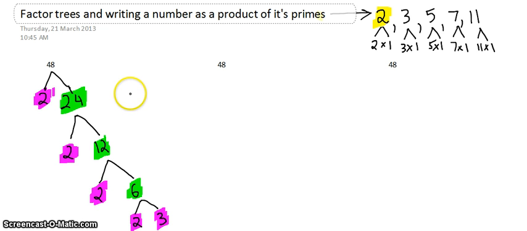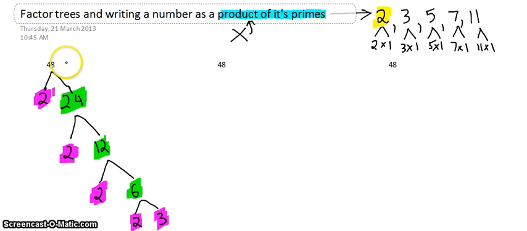Now, when we have a question like this, draw a factor tree and write a number as a product of its primes. Where we see this language here, write it as a product of its primes. Product means we want to multiply. Okay, that's what product means. And when we want to multiply of its primes, it means we want to use all these numbers here to multiply them together to make and equal our 48.